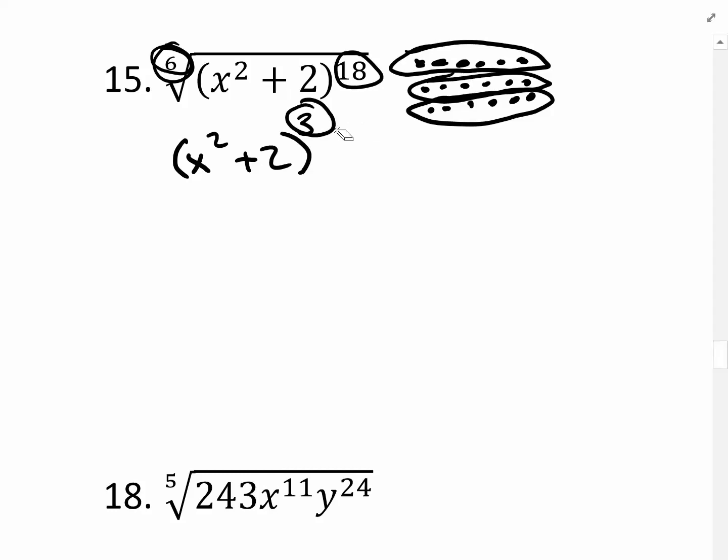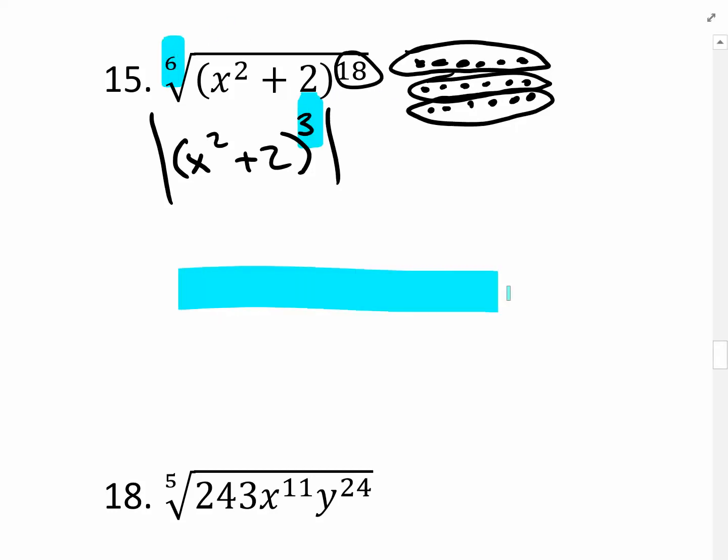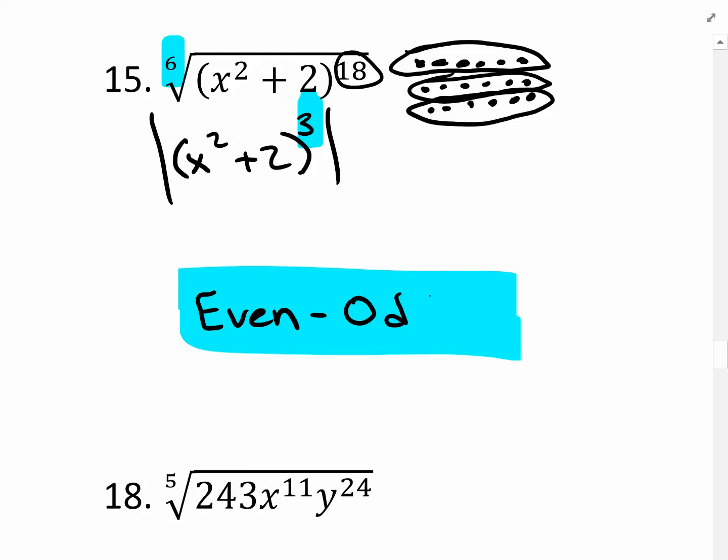Last step, I need absolute value bars because this number is even and this number is odd. That's the even-odd rule. I'm going to write that down. That is the even-odd rule. If that happens, that's when you do this. 6 was my even number, and 3 was my odd number.